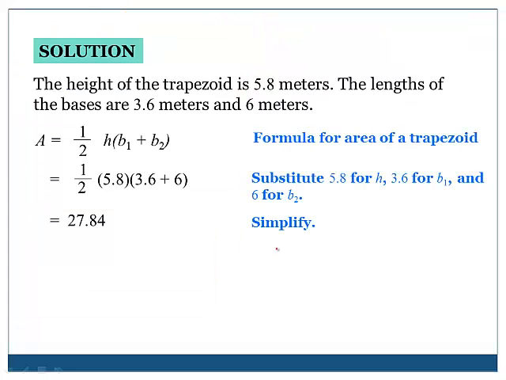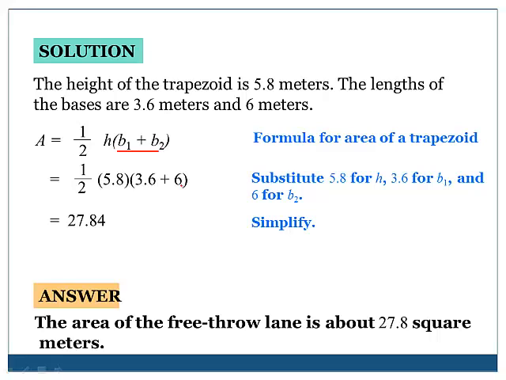So here's the actual worked out solution. You take 1/2, the height of the trapezoid is 5.8, times the two bases added together, 3.6 and 6. When you calculate it out, it should give you 27.84, and we want the units, which is square meters.